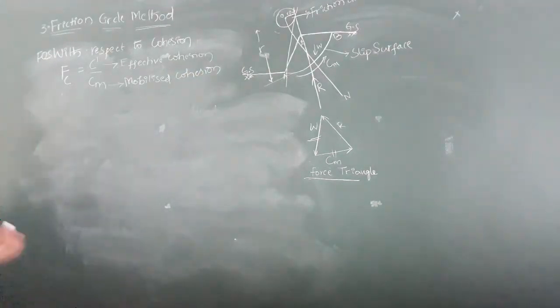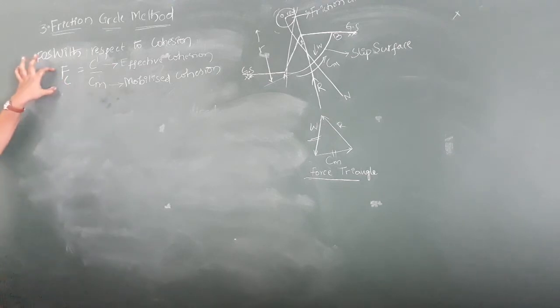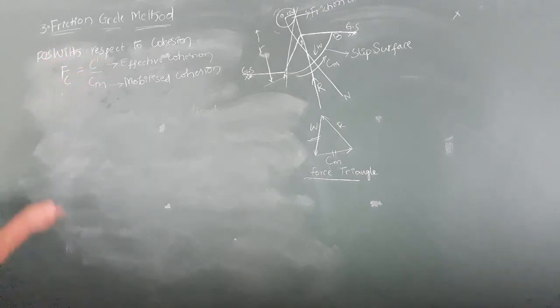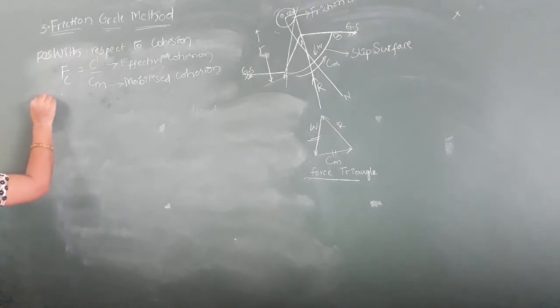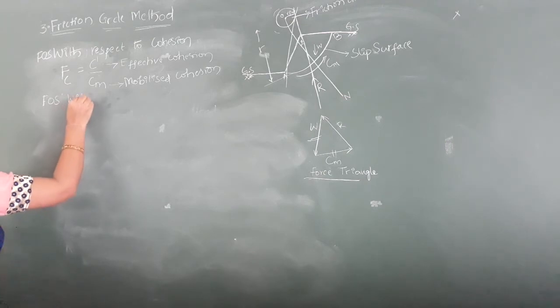So what do we do in this method? We know the Cm value from the force triangle method, and we assume a factor of safety value with respect to C, so that we will find out C dash. And the second step that we do is factor of safety with respect to friction.